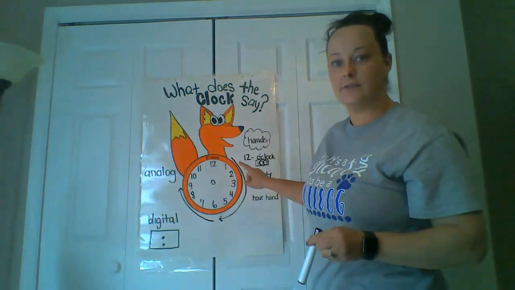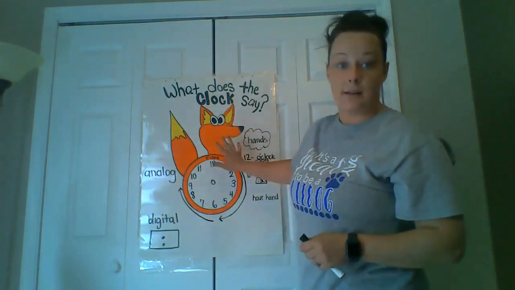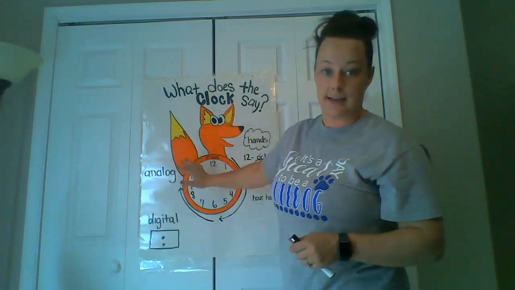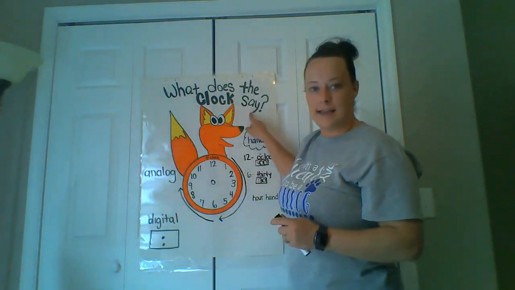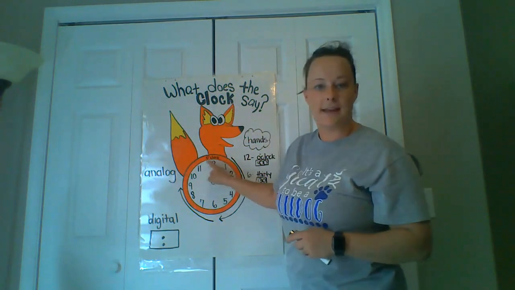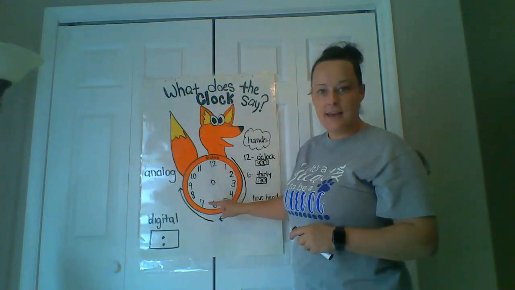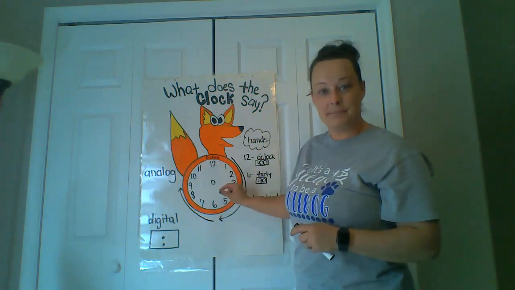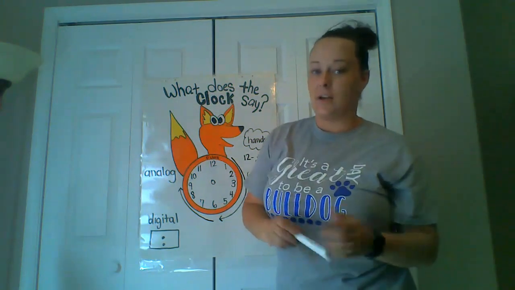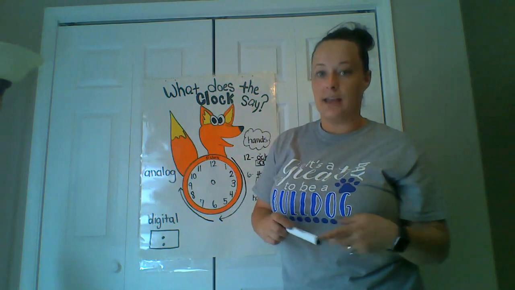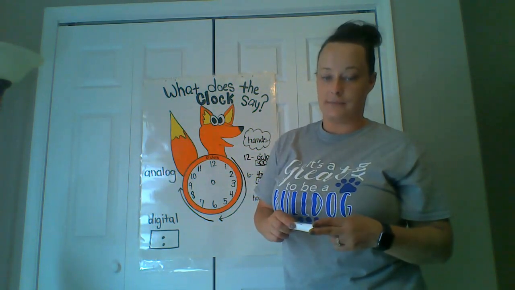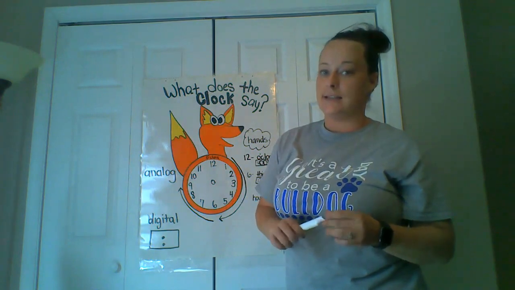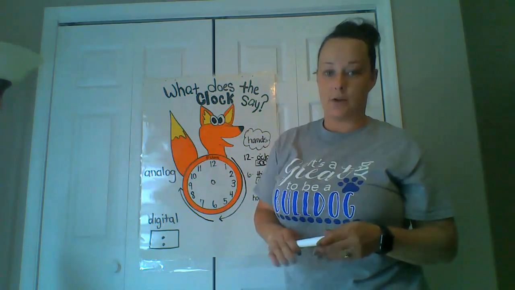So looking at this little chart I made, or Miss Holly made it. She's the artist. I cannot draw. It says, what does the clock say? And so we are going to be looking at an analog clock today, and we're going to be trying to tell time. Now, first graders need to know how to tell time to the hour and to the half hour. And that's the only two we learn in first grade. So today's lesson is all about how to tell time to the hour.